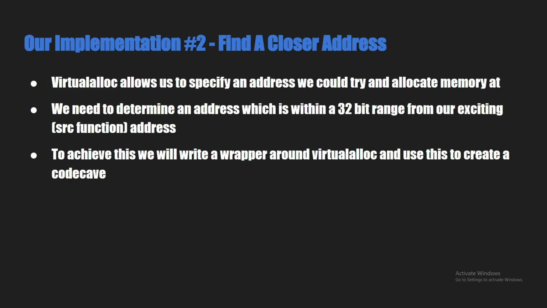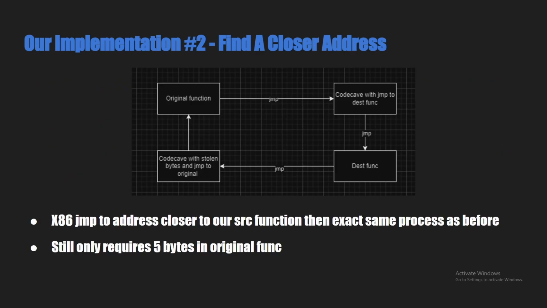This is going to be one of the code caves, and this code cave is then going to jump to our destination function. As we know from our last video, a code cave is just some allocated portion within a module, so it's just some memory basically. As you can see, another visual example. So we're going to go from our original function through our 5-byte jump instruction to a code cave that is allocated within that 32-bit range, and then from that code cave we're going to go to our destination function.